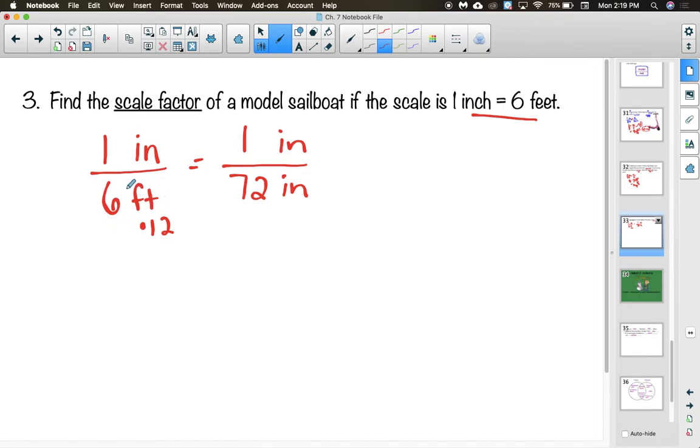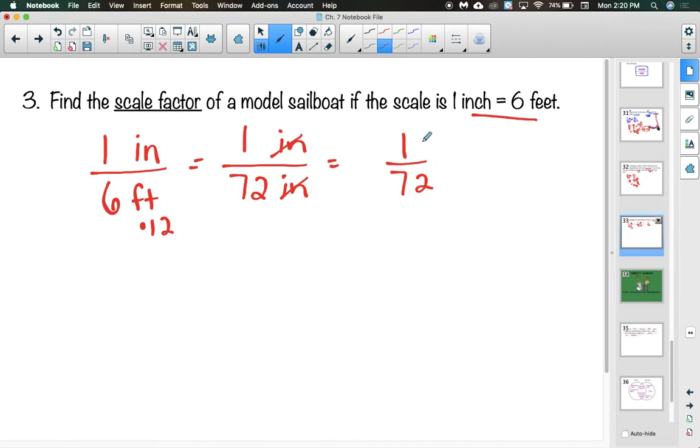I just took my denominator and I said, you know what? Feet and inches are a nice little conversion. I can multiply by 12. And now I have this ratio of 1 inch to 72 inches. If I want to turn this into a true scale factor, I get rid of the inches and I just write it as a ratio 1 to 72. That tells me that the model sailboat is 1/72 the size of the real thing. Or 72 model boats end to end would match up to be the length of one real sailboat.